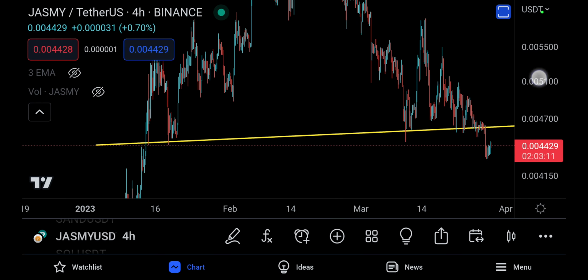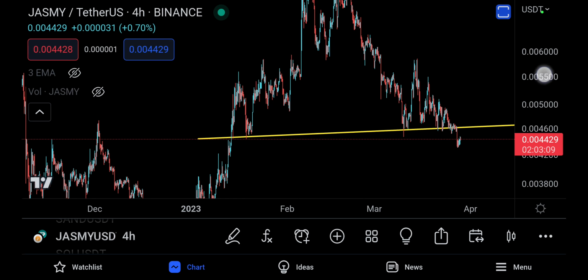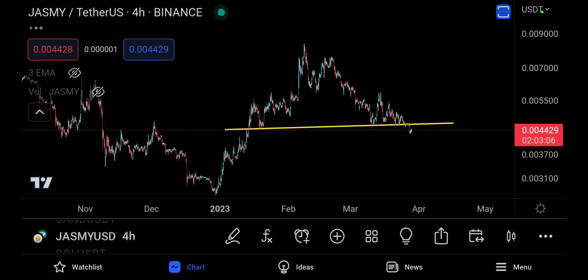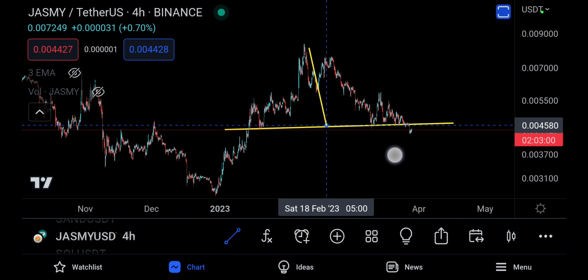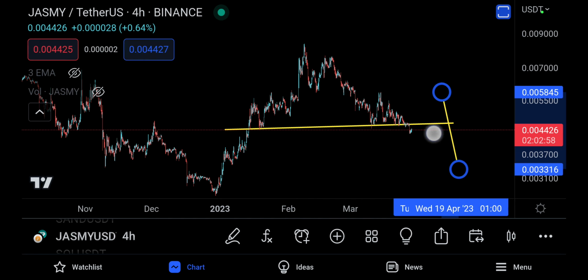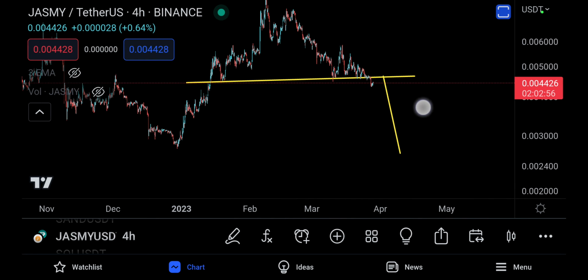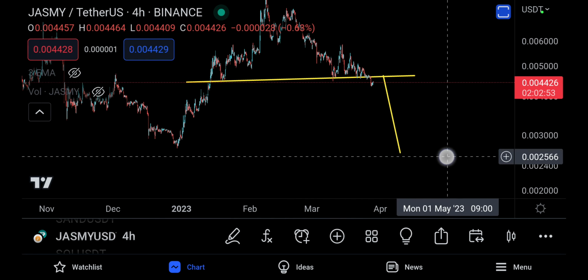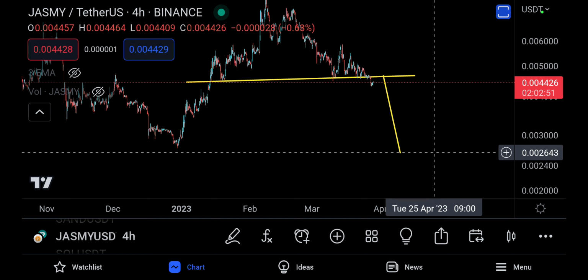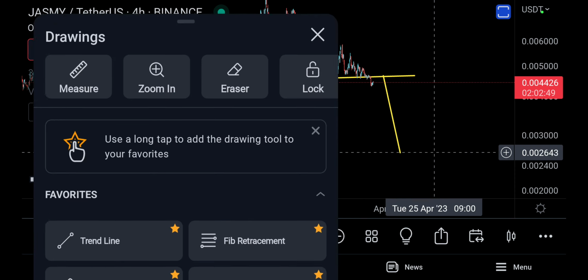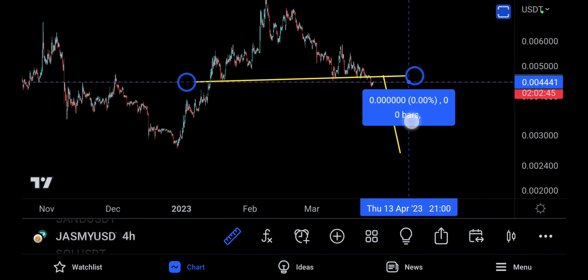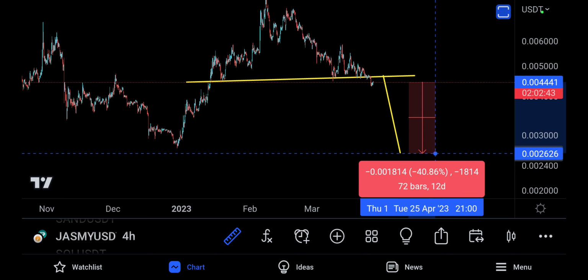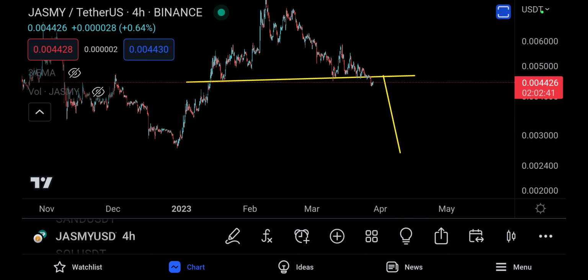I'm just stating my own personal thought about it, because this is a clear distribution and a clear head and shoulders. So if you just want to say no, then I think someone is going to be ignorant for this one. The emotions are going to be playing out, and you have a technical target down to 0.002643. So that's going to be a dump of nearly, if I take the measurement tool here, we're talking about a move down of 41% or 40% to the downside.